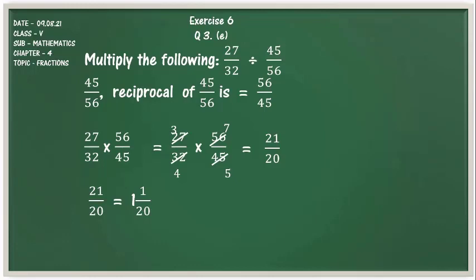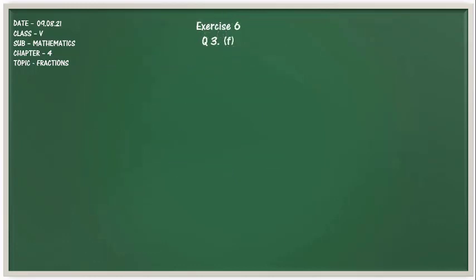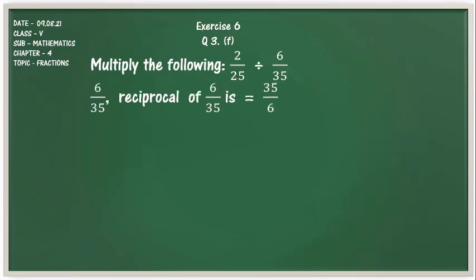Exercise number 6, question number 3, F. Multiply the following. 2 upon 25 divided by 6 upon 35. Again, we have to divide by 6 upon 35, so we'll take out the reciprocal of 6 upon 35, which will be equal to 35 upon 6. Now we'll multiply the first fraction with the reciprocal. So 2 upon 25 multiplied by 35 upon 6.